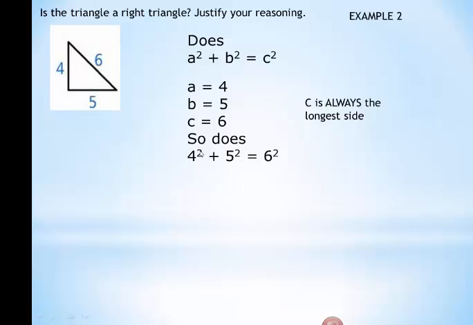What's 4 squared? 16. What's 5 squared? 25. What's 6 squared? 36. What's 16 plus 25? That's 41. Does 41 equal 36? No. So although this looks like a right triangle, it's not. Does that make sense? All right, go ahead and hit pause and copy that down.